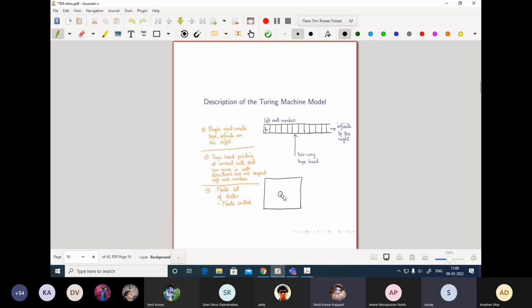So let's get into the description of what a Turing machine model is.